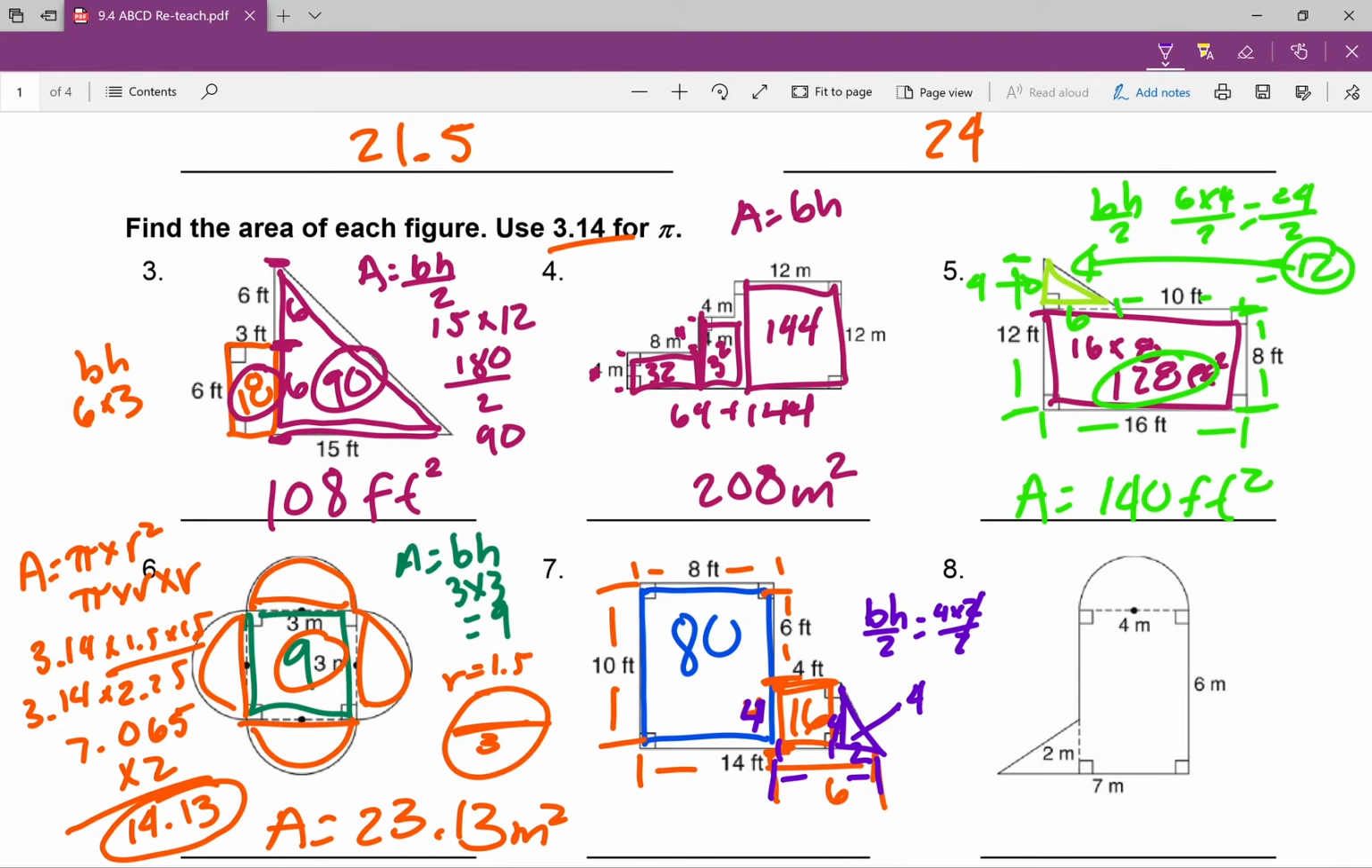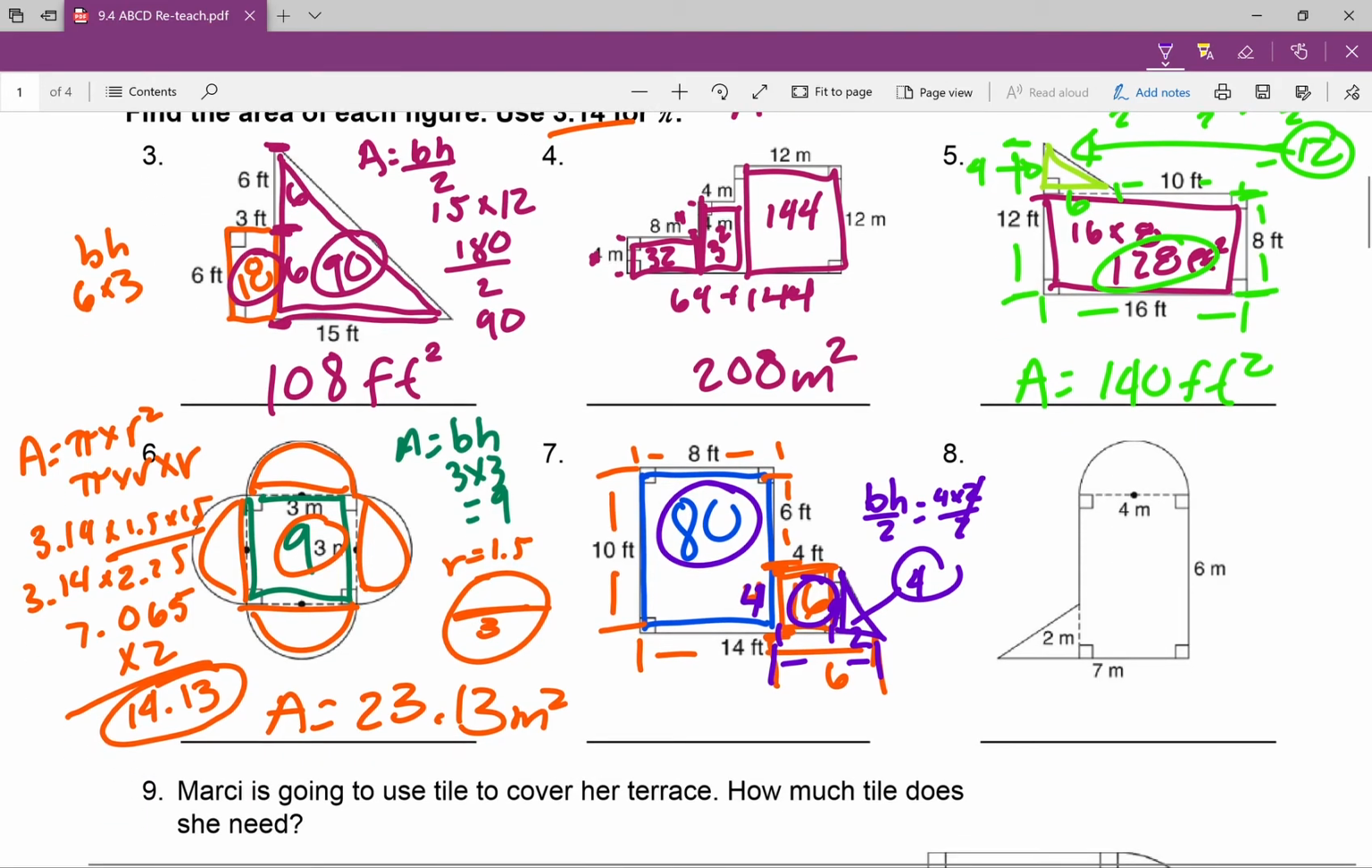So all I gotta do is add the 4, the 16, and the 80. So 16 and 4 is 20, and 80 is 100 feet squared.